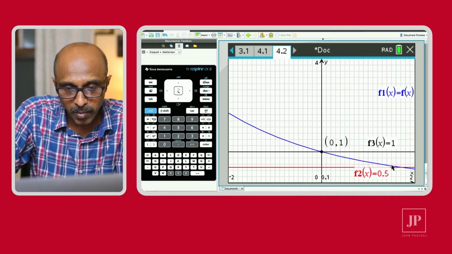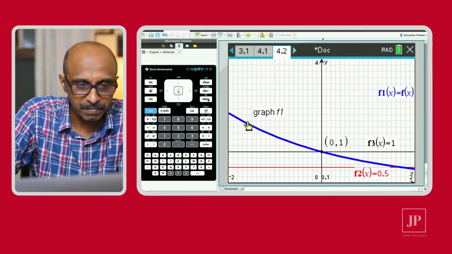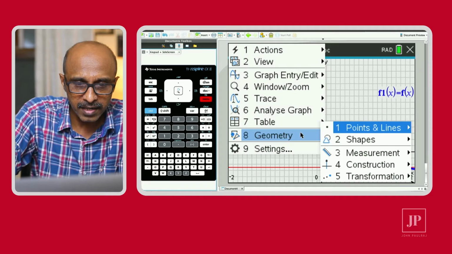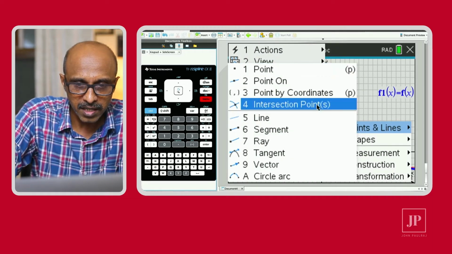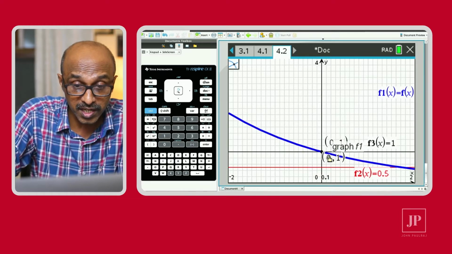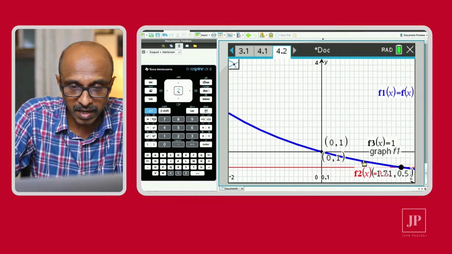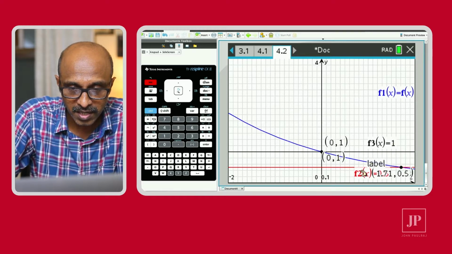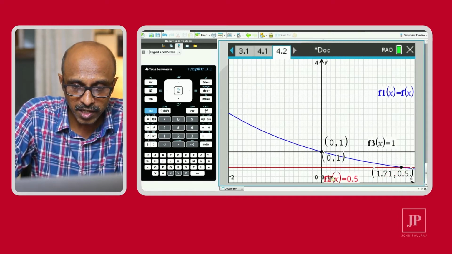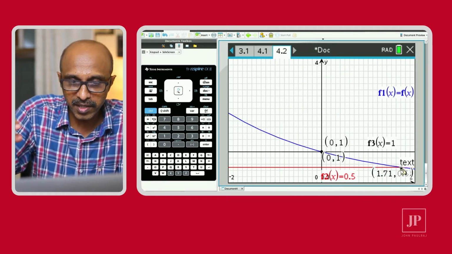So again, you can look at the points of intersection. This one is clearly the y-intercept, but I'll do it anyway. You can go and use geometry, intersection points. When I say this is my graph and this is my graph, as you can see, it gave me 0, 1 again. And do the same thing for the red graph and the blue graph, and those are the coordinates. Again, use my strategy tip: copy down these values before it gets crowded there.